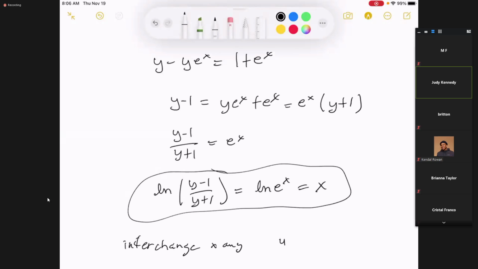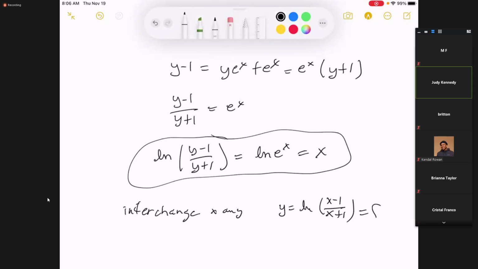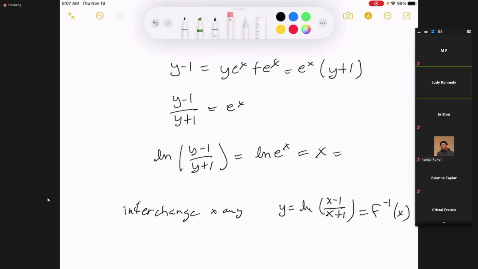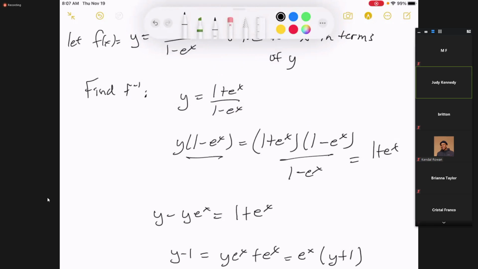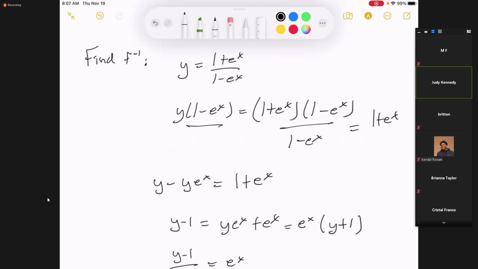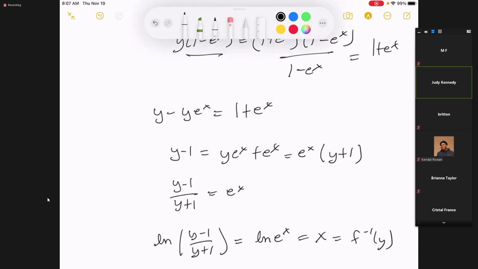So y is ln of (x minus 1) over (x plus 1). And that is f inverse of x. So that's the inverse function. Any questions? Okay, so that's what you're going to do with those problems in number 5.